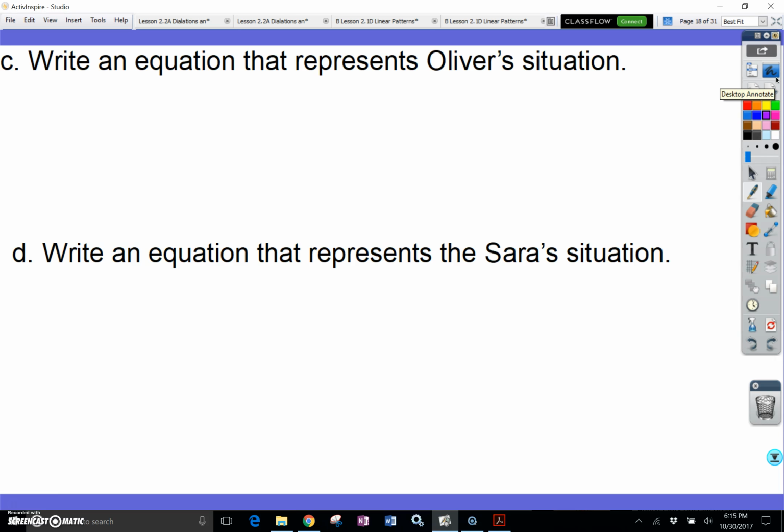Alright, write an equation that represents Oliver's situation. So we're going to be introduced to writing equations. We kind of looked at this in the lesson with geometric figures. I want to write in words what it represents before I actually build it. So Oliver's total money is equal to the rate of change times the independent variable.